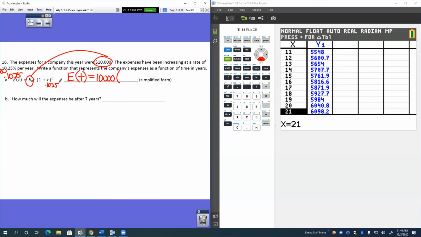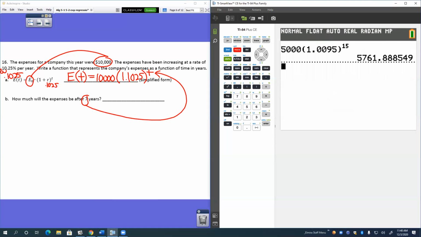So 1 plus that gives me 1.1025 to the t power. How much will the expenses be after 7 years? We have to take that 7 and sub it in for t. So when you go and do that, you just go to your calculator, 10,000 times 1.1025 to the 7th power.